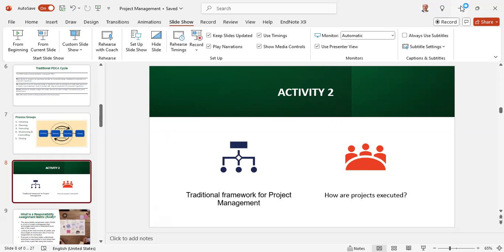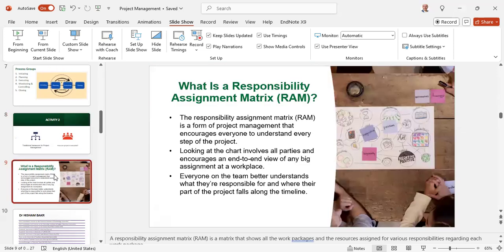So what is a traditional framework for project management, and how are projects being executed? Before proceeding to that detailed explanation, we are going to go through the responsibility assignment matrix. So the RAM in project management, which stands for responsibility assignment matrix, is a kind of chart that helps us understand each step of the project.